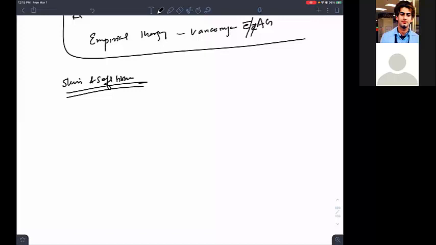Soft tissue infections. If a patient is sensitive to methicillin, what will I be giving? I will be giving dicloxacillin, or I can give cephalexin. Cephalexin is a cephalosporin, isn't it? But if it is MRSA, if the infection is showing me an MRSA, directly go for clindamycin.